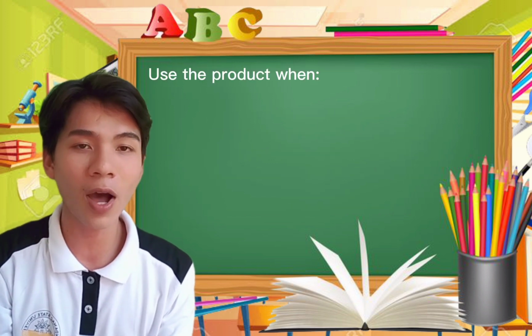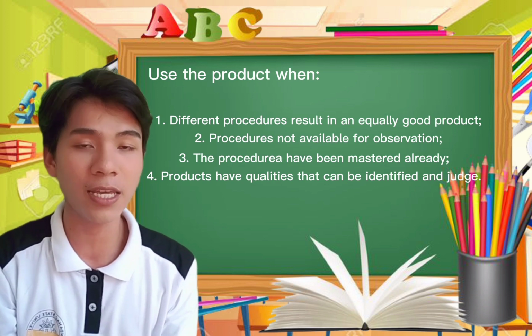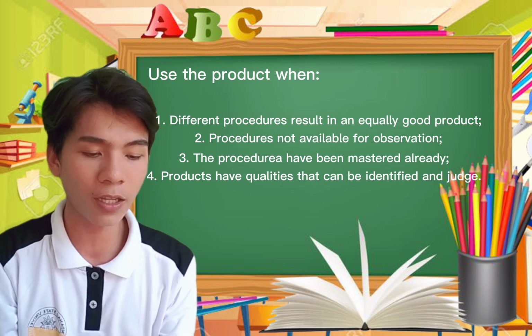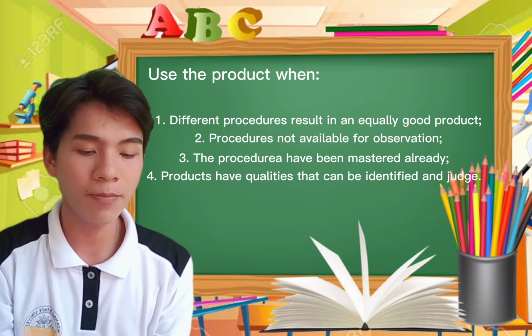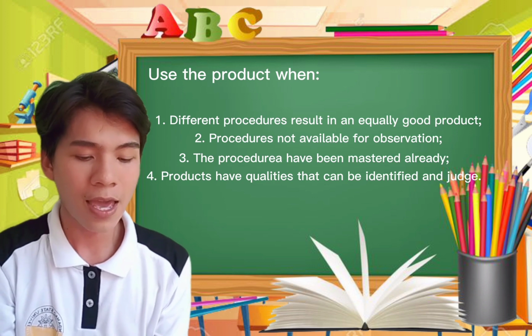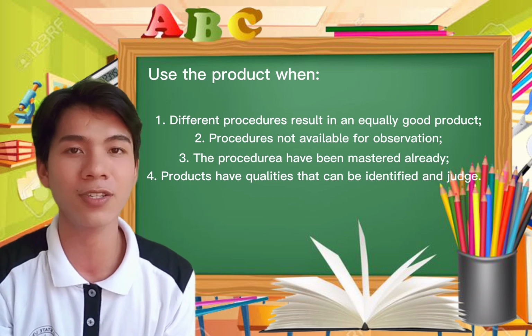And use the product when, number 1, different procedures result in an equally good product. Number 2, procedures are not available for observation. Number 3, the procedures have been mastered already. And lastly, the products have qualities that can be identified and judged.